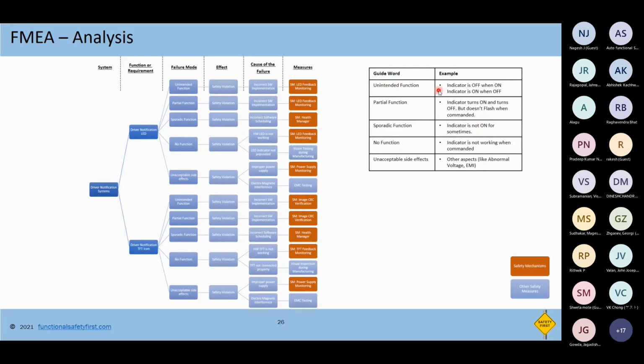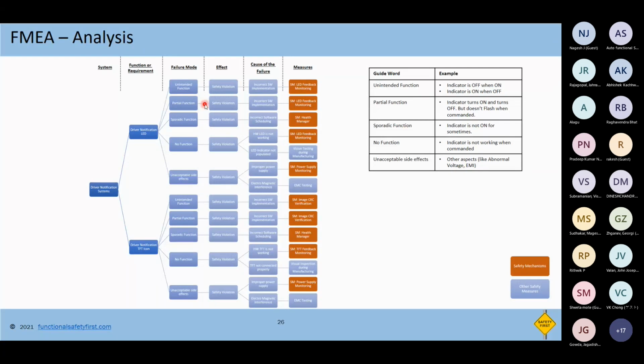Unintended function is when we commanded some input, but the output is not as expected. So it is off when it should be on, or on when it should be off. And partial function is when some of the functions are working and the other functions are not working. This is how we mapped the example behavior for each guide word failure mode. We took those failure modes and analyzed that if any of these effects happens, it is going to violate our safety goal, because our expectation is to notify the status to the driver.